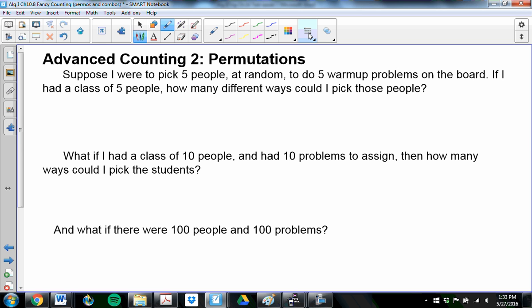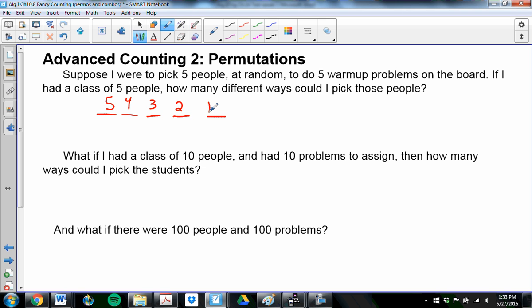Well, for the first problem, I have 5 options. I can pick one of 5 students. But for the next problem, one of the students is already doing one, so now I have 4 options. And then 3 for the next, and 2 for the next, and 1 for the next.